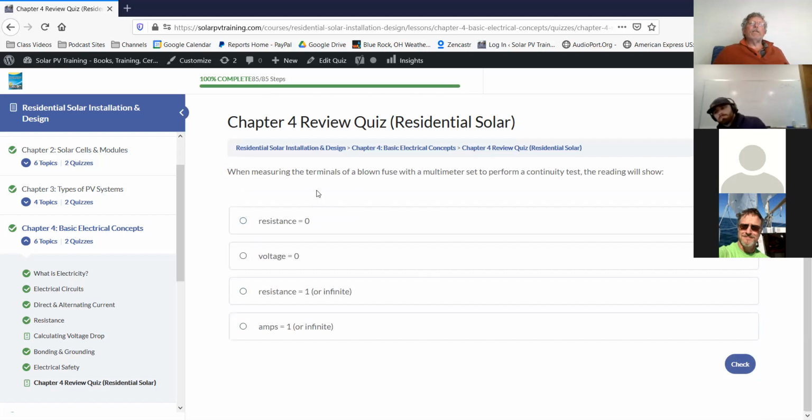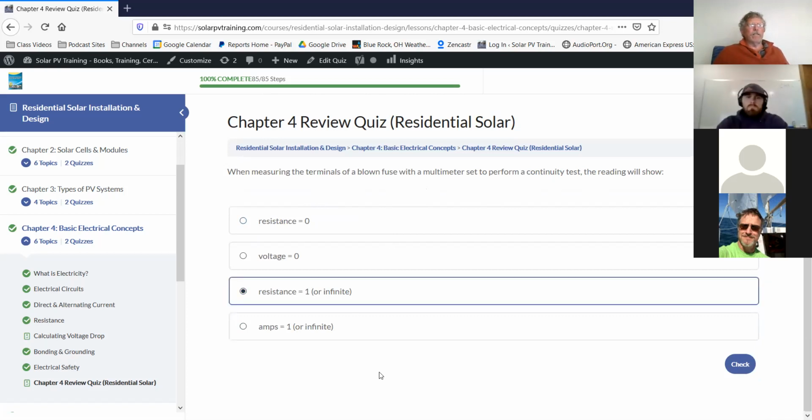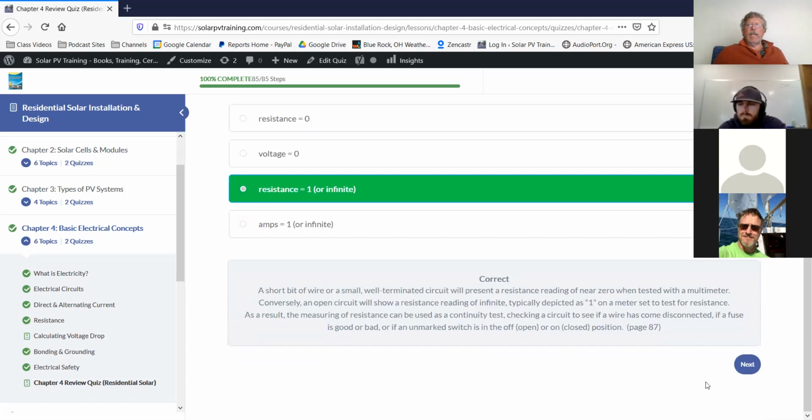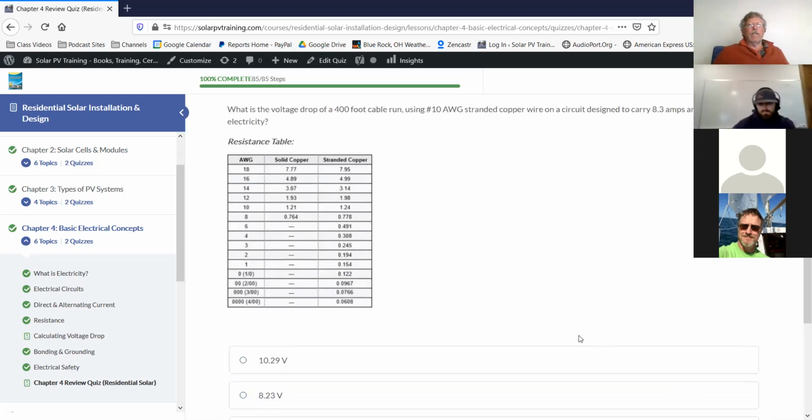That's good. When measuring the terminals of a blown fuse with a multimeter set to perform a continuity test, the resistance, well, if it's an open circuit, which is what a blown fuse does, resistance is infinite, right? No electricity is flowing through it, so you have resistance of 1 or infinite. And that's basically what you would call a continuity test. You're just seeing if there's infinite resistance, there's no circuit.